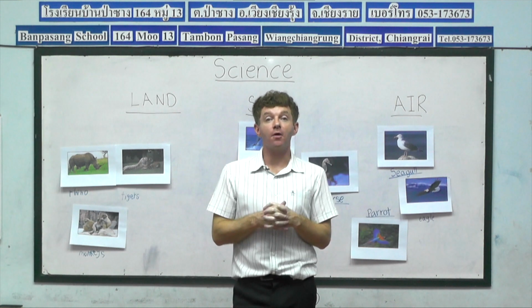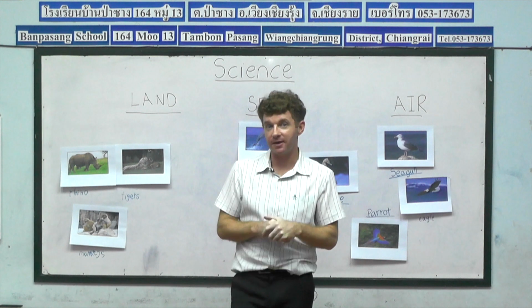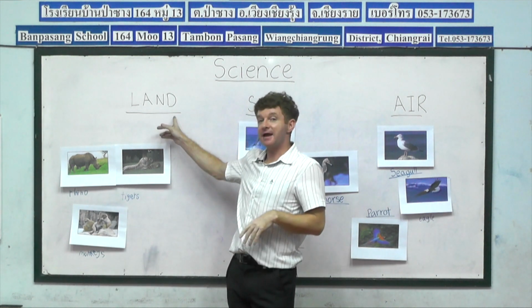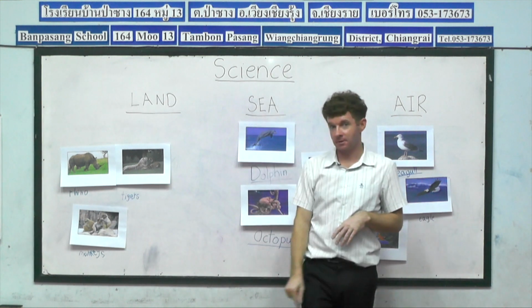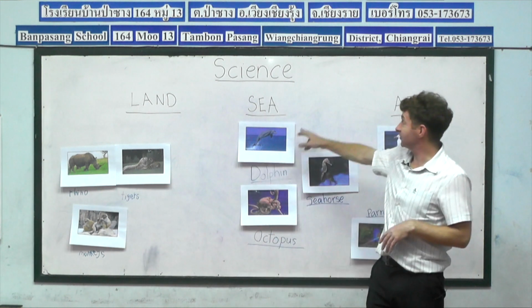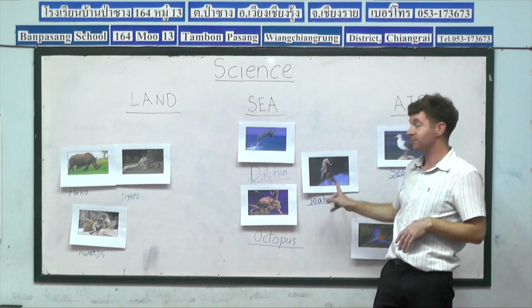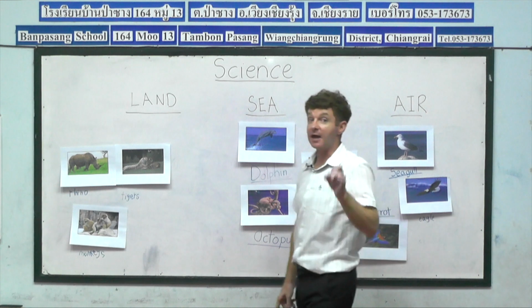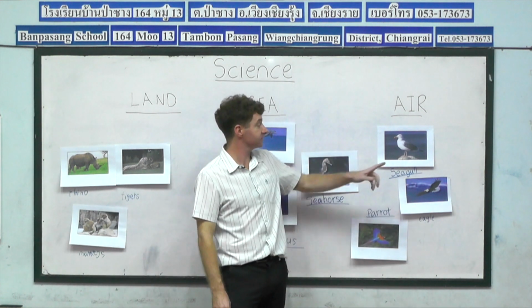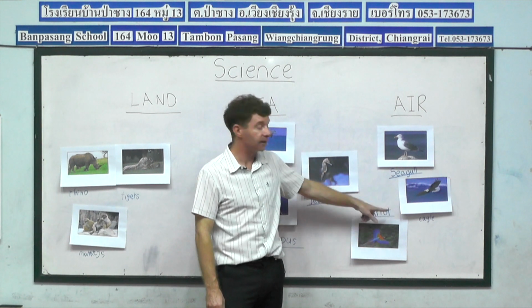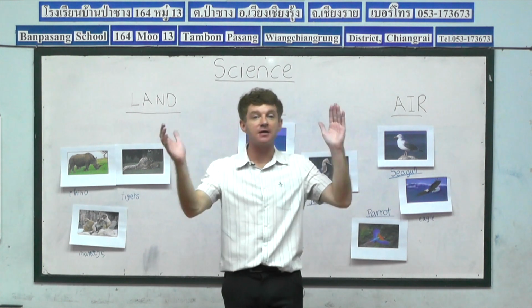So now we've got all of our pictures and our vocabulary on the board. Let's practice speaking one more time. Land animals. Rhino. Tigers. Monkeys. Sea animals. Dolphin. Octopus. Seahorse. And then air animals, which we also know as birds. Seagull. Eagle. Parrot. Excellent, guys. That was very well done.